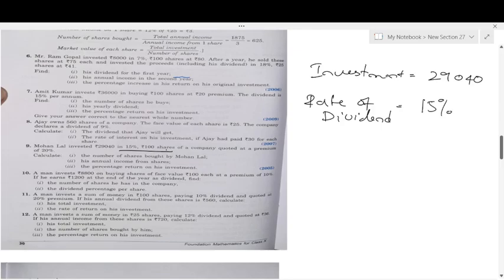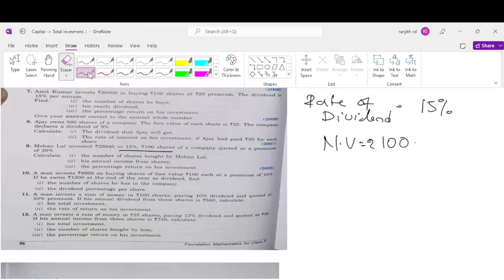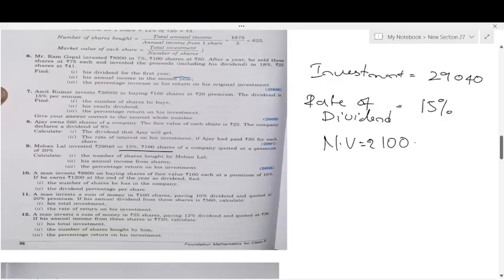100 shares. What do you mean by 100 shares and premium? What do you mean by 100 shares? Nominal value is equal to? Next, rupees 100. Nominal value is rupees 100. What is premium? What do you mean by premium, students? Premium of how much?